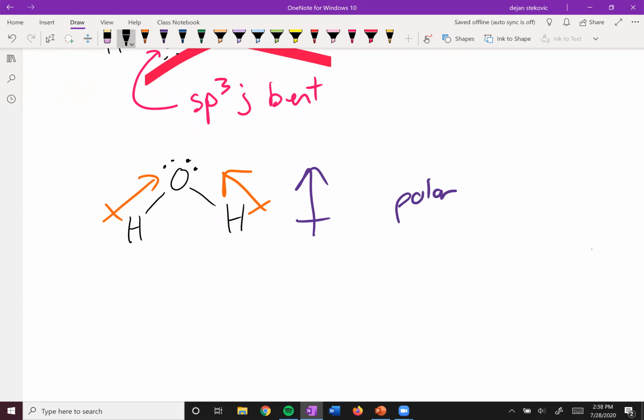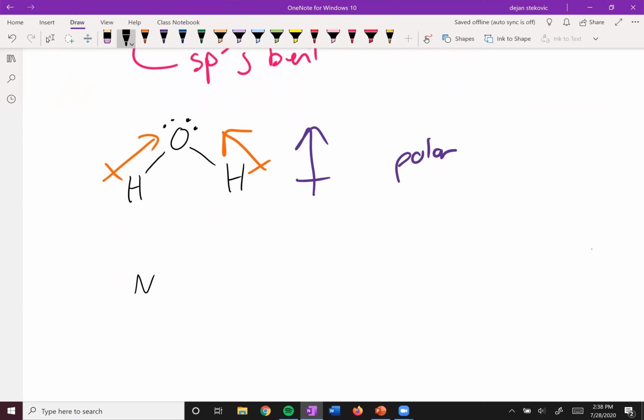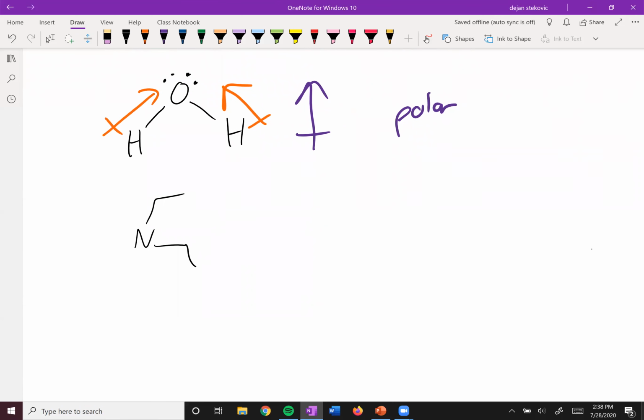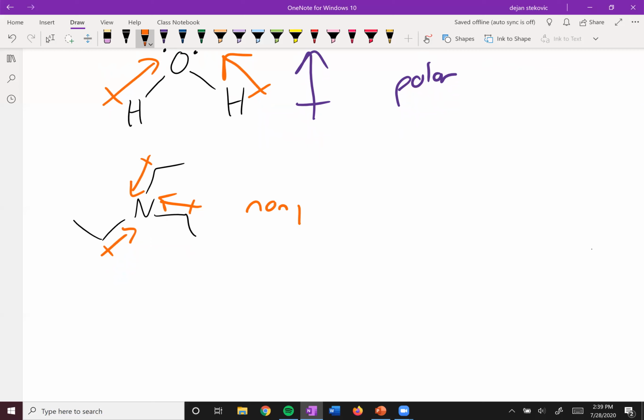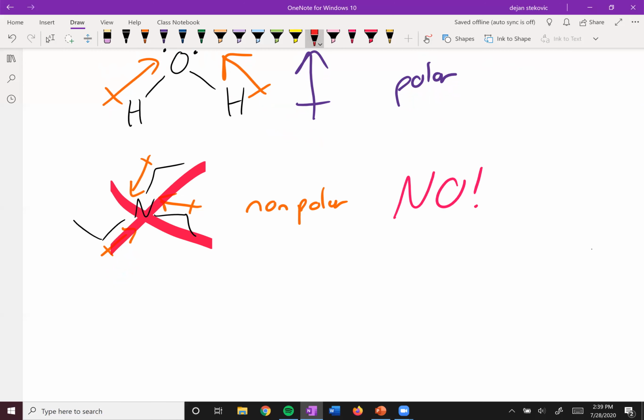Another example, triethylamine. This is the correct structure for triethylamine. A little bit different. And so you might be thinking, all right, well, all of the dipoles are facing the same direction because nitrogen is more electronegative than carbon. So you might be thinking it's nonpolar. And again, this is wrong because you're not thinking about the shape of the compound.